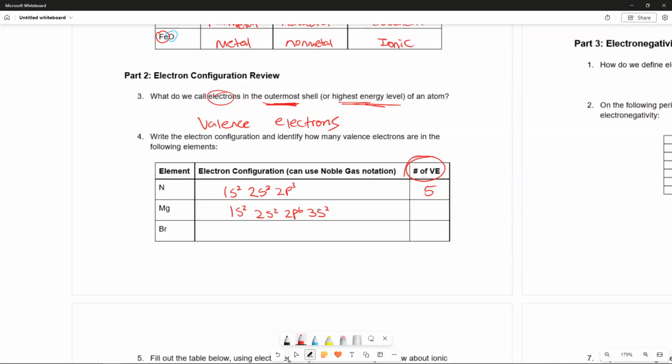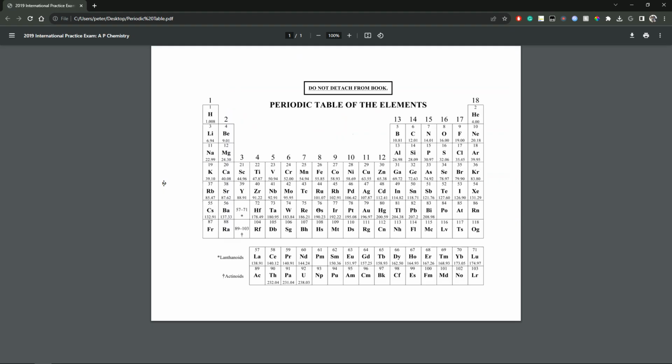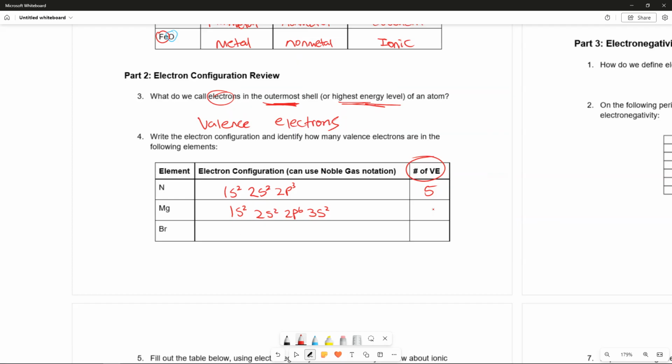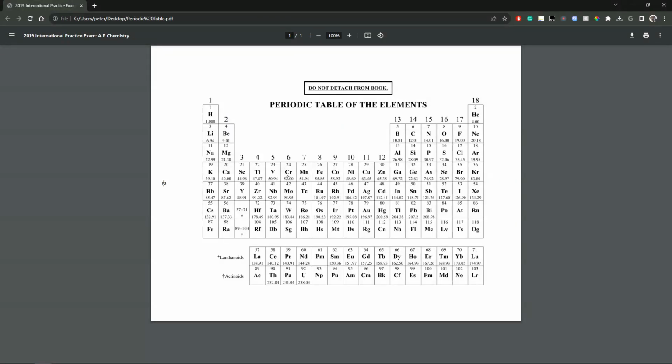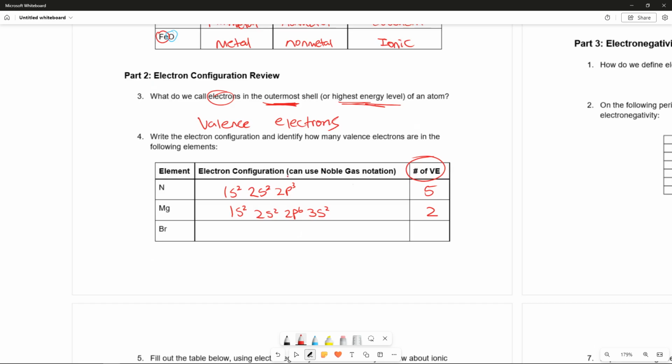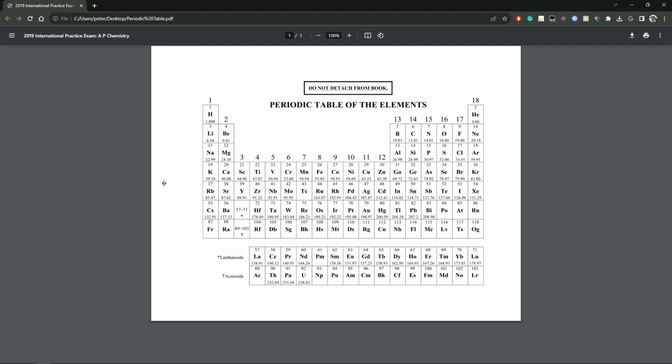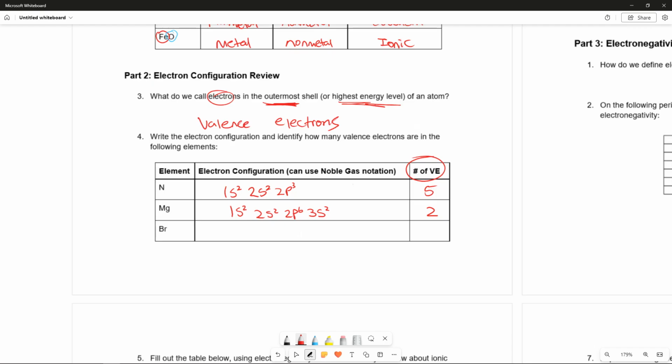Same deal here. Let's look at the valence electrons. Magnesium will have 2 valence electrons because if you look at your group, it's in group 2, which means it has 2 valence electrons. So if you're asked, say, selenium, which is element 34 right here on group 6, then it will have 6 valence electrons.